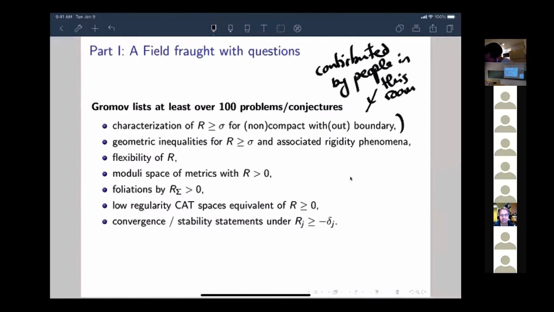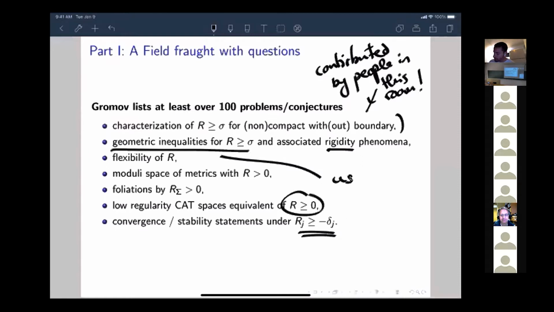So we have some experts. And then geometric inequalities. So this is what we'll be focusing on. And then rigidity, right? We'll talk about that. And then there's all sorts of other things that you can look at. So, you know, convergence, stability under these kinds of bounds, low regularity versions of this inequality.